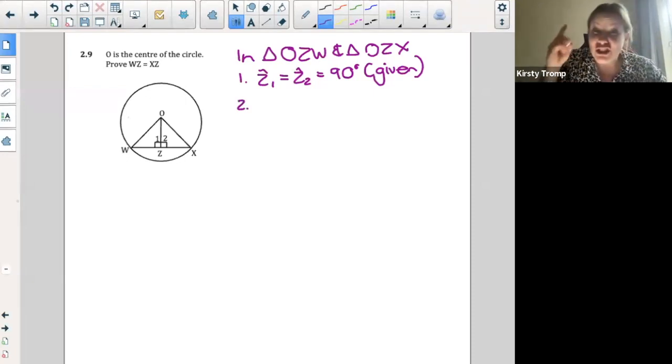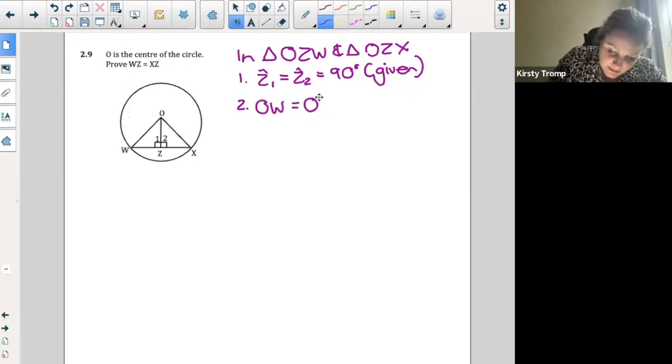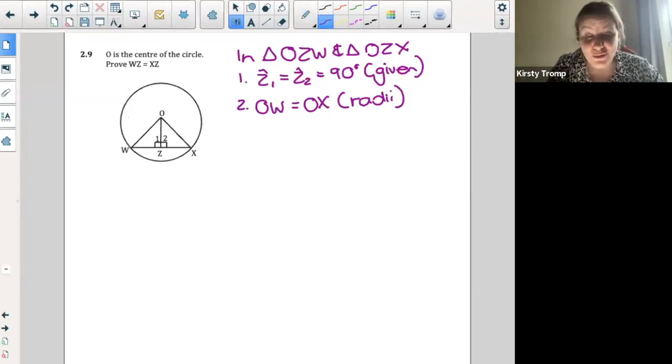Number two, I've just spoken to you about radii, so don't forget about radii. Are there radii in the circle? Are there lines from the center of the circle to the edge? Yes, there are. OW is equal to OX, right? Why is that true? Because they are radii. The reason is because they are radii. You don't even have to go and explain it. You don't have to tell them in a circle the radii. You just tell them radii.